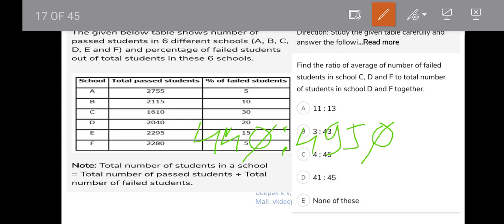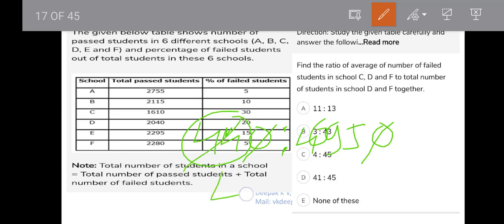Then 3 and 43 is a possibility, but whether this 3 is divisible by this 44, not possible, right? So that is why option B is also eliminated. Option C, 4 and 45, this is possible, but we have to check it. What we have to do? We have to bring this 44 to the 4. We have to divide it by 11, correct?